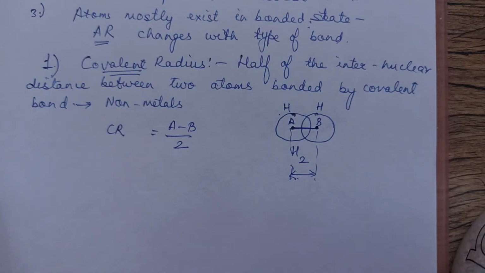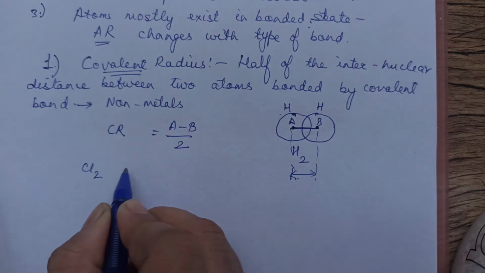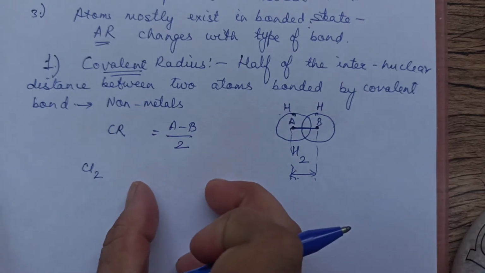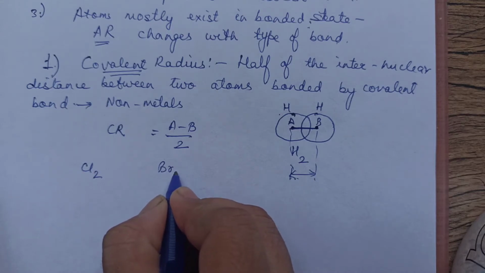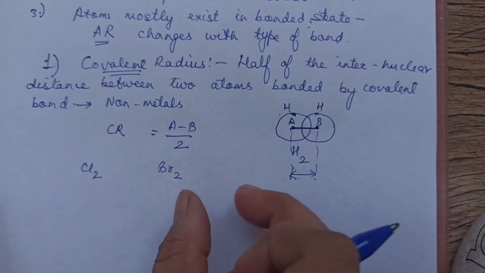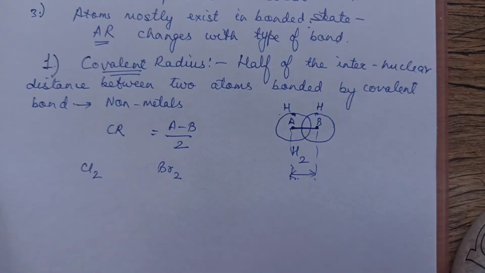Now, if I have to calculate for, say, Cl2, what will I do? Take two chlorine atoms, and then divide the internuclear distance by 2. If I have to calculate for bromine, I will take two bromine atoms overlapping, forming a covalent bond, and divide the internuclear distance by 2. That is not a big problem.